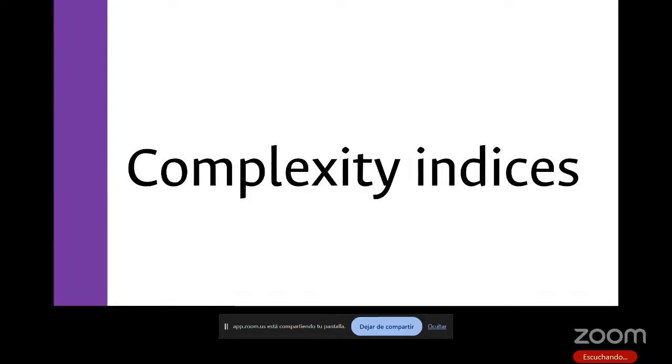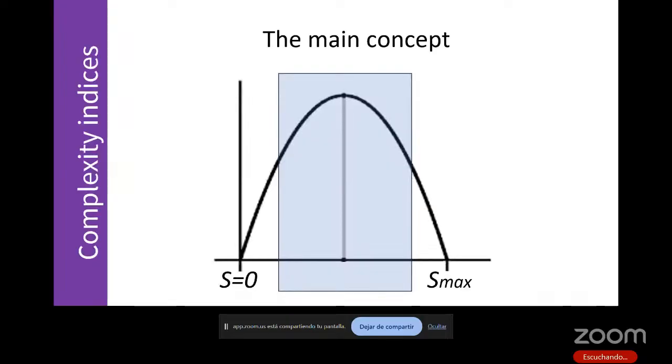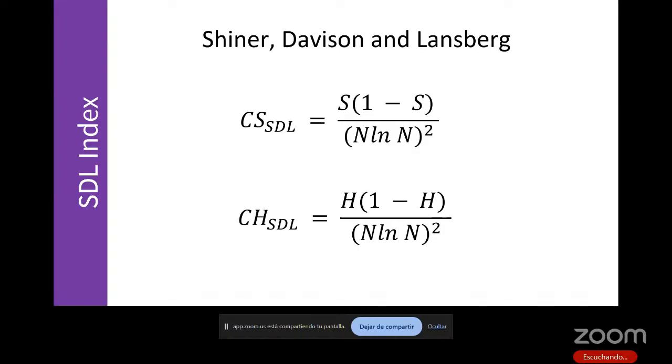Just one minute for complexity indexes. The main idea of complexity indexes is that complex systems cannot function when the system is very ordered, entropy equals 0, or when it is very disordered, when the entropy takes its maximum value. Here it is like this, in the zone where you can have complex systems living. We're going to use two of these indexes, Shiner, Davison, and Landsberg. This is normalized, this is the entropy, 1 minus the entropy, and it will make this curve.